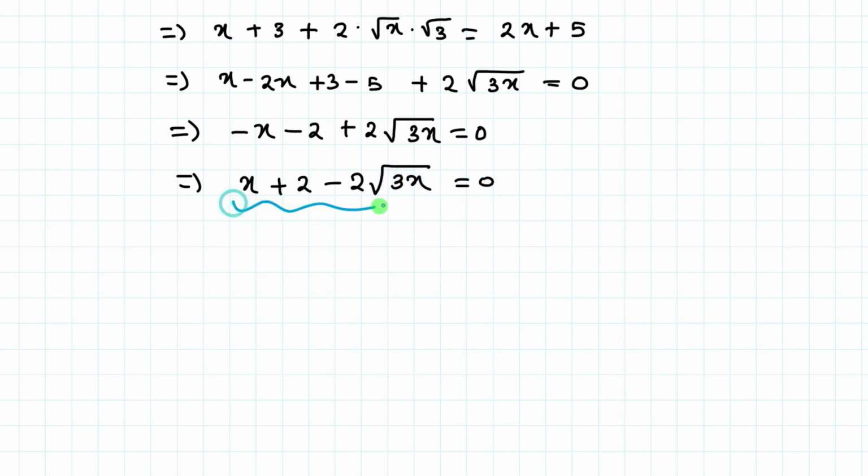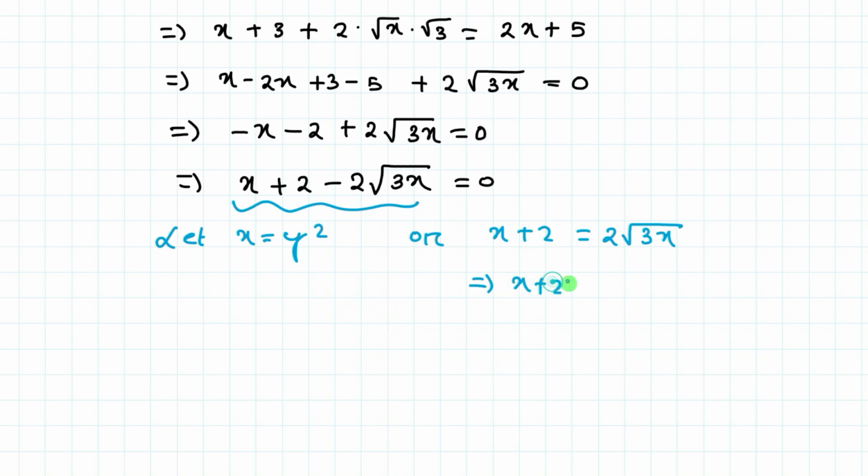Now from here we can go in two ways. The first one is by squaring, or the second approach will be by assuming x as y². Now I'll take this −2√(3x) to the right hand side. So here we have x + 2 = 2√(3x). Now in order to get a quadratic equation, we need to remove this radical again. So for that we need to square both sides of the equation.